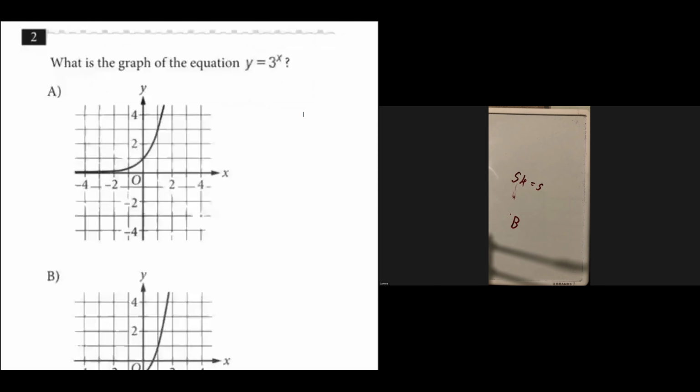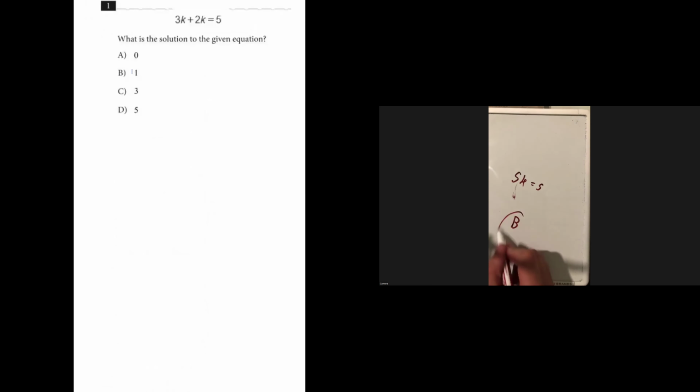Okay, question 2. Someone asked when k equals 1. Yes, k is equal to 1, which is answer choice B. B is 1.